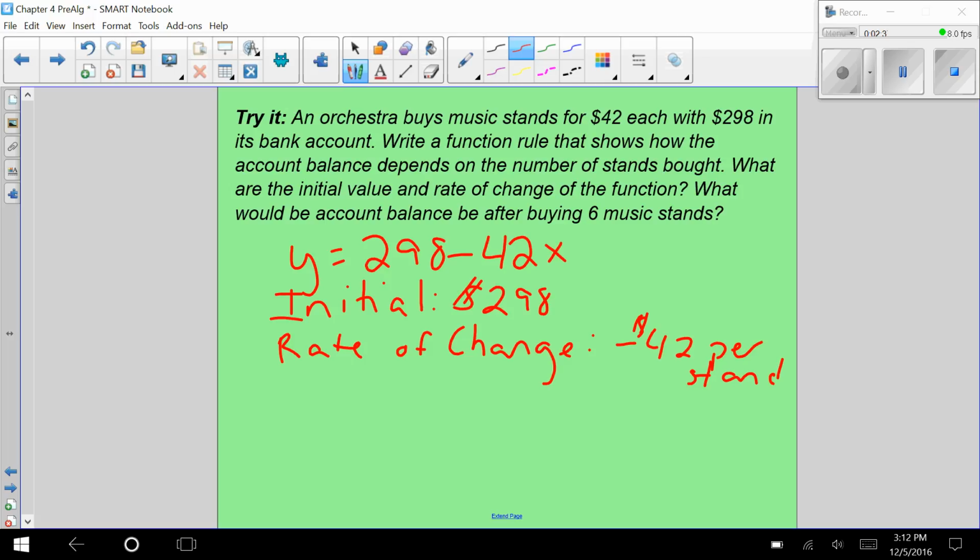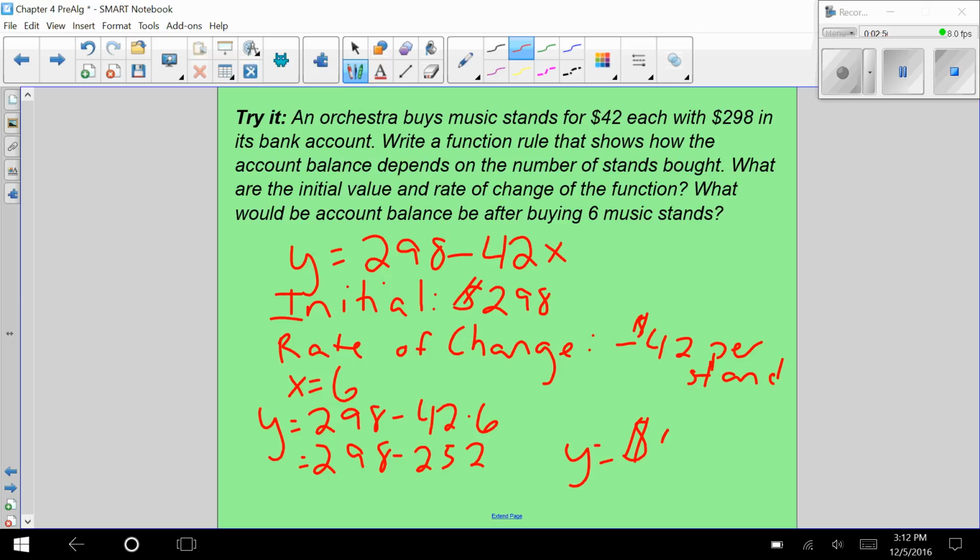All right, and then after buying 6 music stands, we're plugging in x equals 6. So y equals 298 minus 42 times 6. Well, 42 times 6 is 252. So y equals, they'll have $46 left.